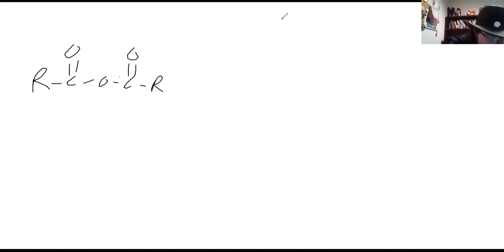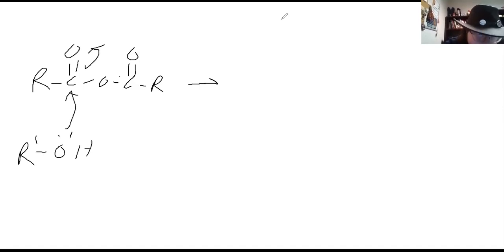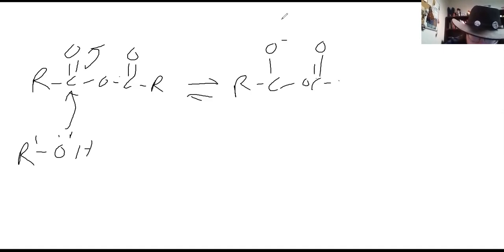So we have an alcohol with its lone pair attacking here, kicking the double bond up. So we have, it's just a much larger structure here now. C double bond O, R prime, H.